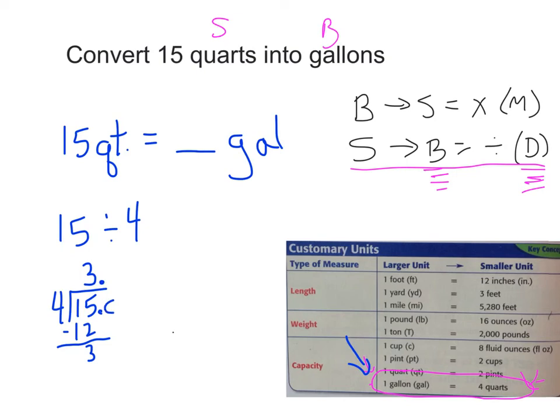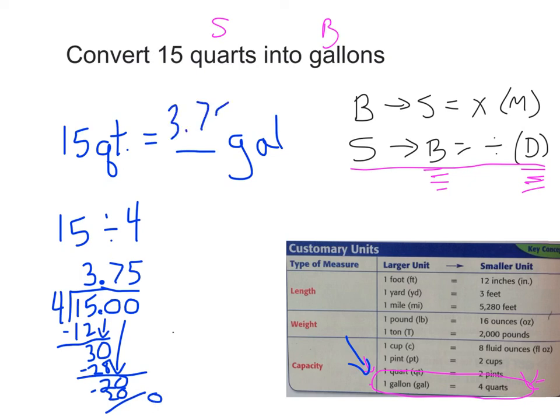So I go just like I do when I do my dividing. Now 4 goes into 30 how many times without going over? It's going to be 7. 7 times 4 is 28. Subtract, bring down. Okay, and I have 0 here. 4 goes into 20 5 times. 5 times 4 is 20. And now when I subtract that, I'm left with 0. So in this case, it's 3.75, or 3 and 75 hundredths gallons would be in 15 quarts.